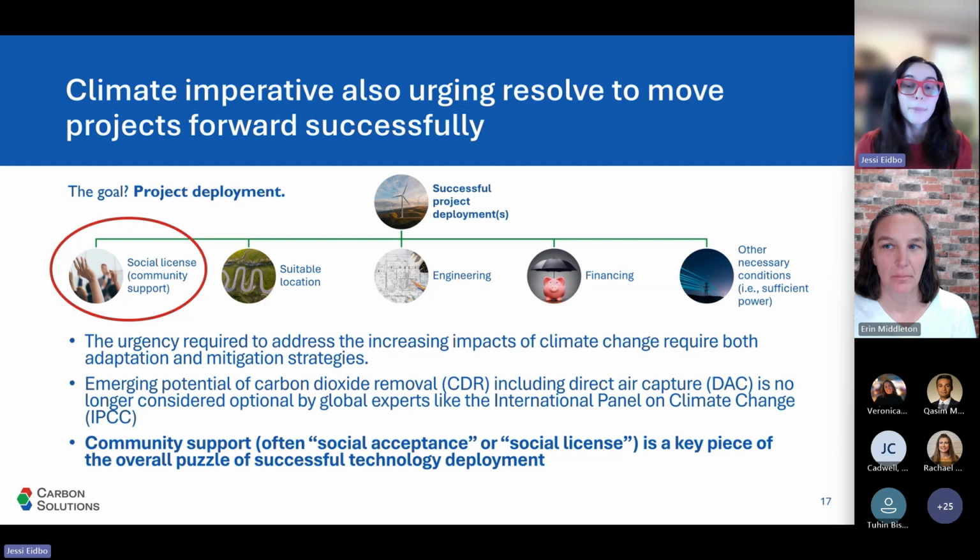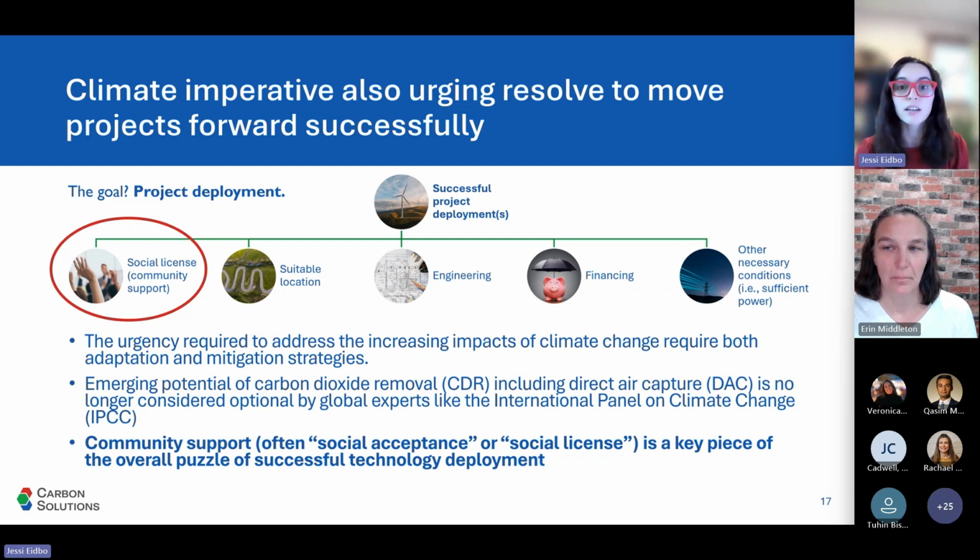But there's this lingering piece, right? And it's social license and community support. So in understanding that we need to move these forward, and we've seen this with other energy decarbonization and climate technology solutions, community support, which others may call social acceptance or social license, is a key piece to the overall puzzle of successful technology deployment.